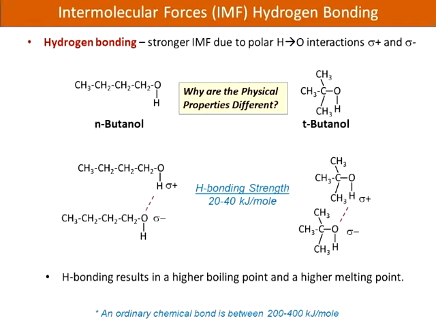It is noteworthy that hydrogen bonding strengths are between 20 to 40 kilojoules per mole. This is approximately 10% of what might be expected for an ordinary chemical bond, having bond strengths between 200 to 400 kilojoules per mole.